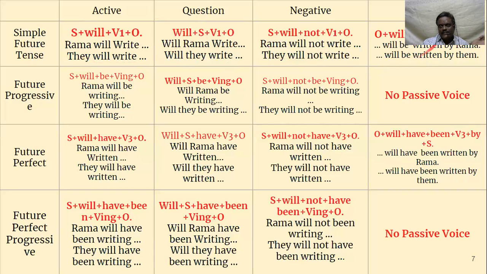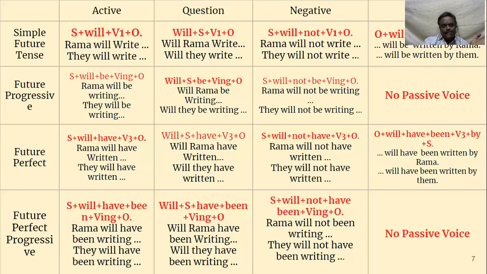In the same way, passive voice also. In present tense, it is be form plus V3. So we have to use will at the beginning of the sentence. So a letter will be written by Rama. In present tense, a letter is written by Rama. There we use is, am, are. Three options are there, but here there is no option. Directly you use be. A letter will be written by them. Letters will be written by Rama. Letters will be written by them. So there is no need to worry about singular or plural.